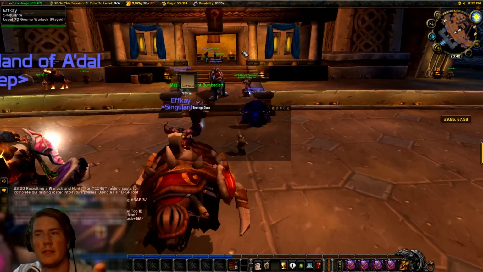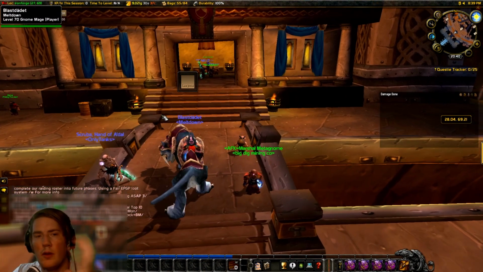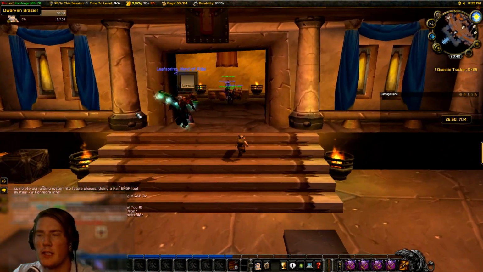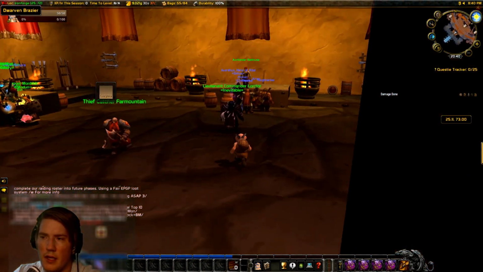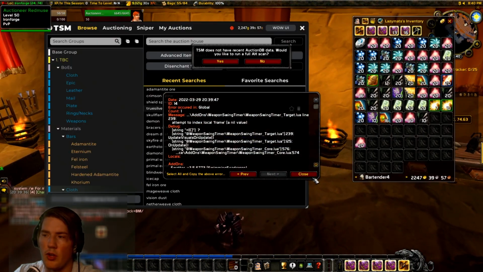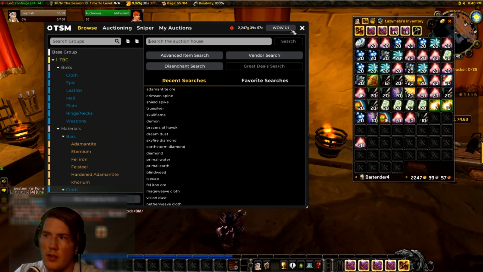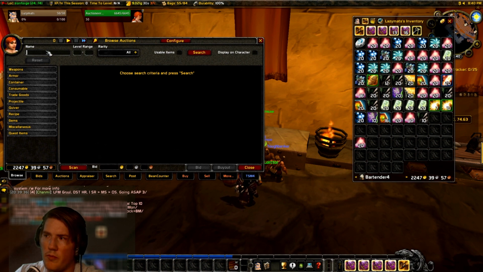So what is this idea of smart stacking? Well, the general idea of smart stacking is that on the old auction house, the one that we have in TBC, we had all the way up until BFA, you're only really competing with other people who have posted the same item in the same stack size.